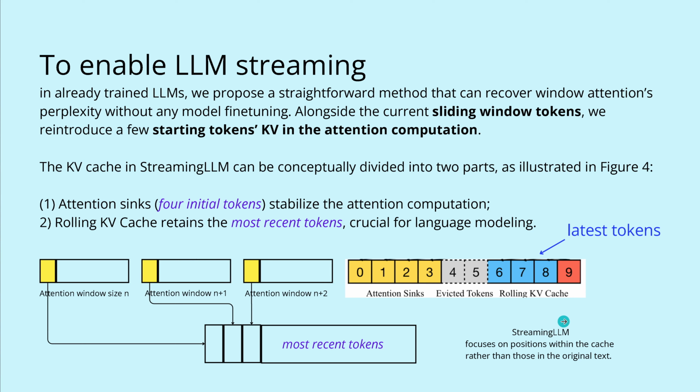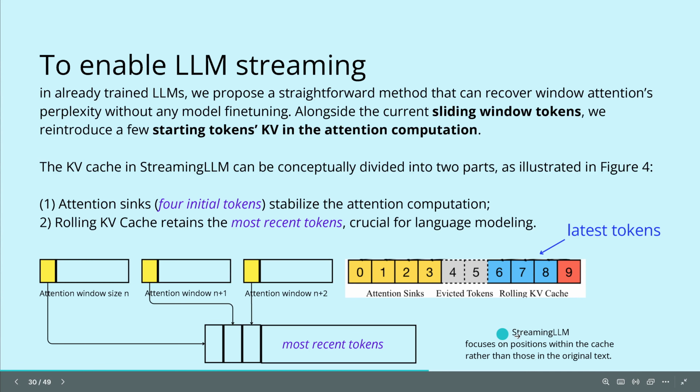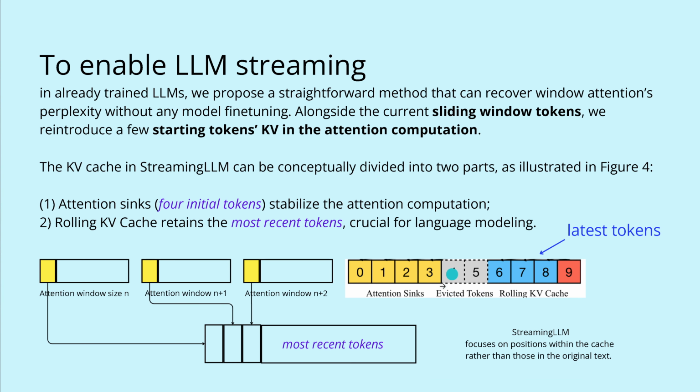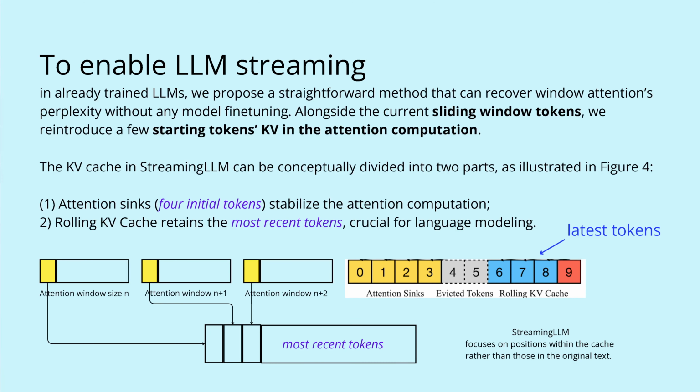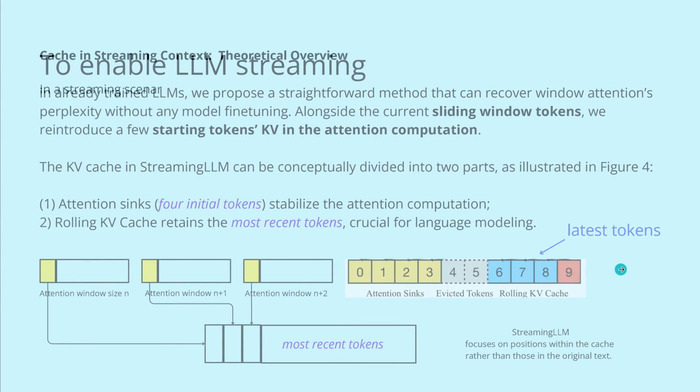Please watch out: StreamingLLM focuses on the position within the cache rather than those in the original text, because those tokens from the original text will not be taken into account. So we are looking at the KV cache position. And you can combine it with RoPE, and you can combine it with ALiBi. Never mind, this is just a method relying on the encoding of our starting token, our CLS token.